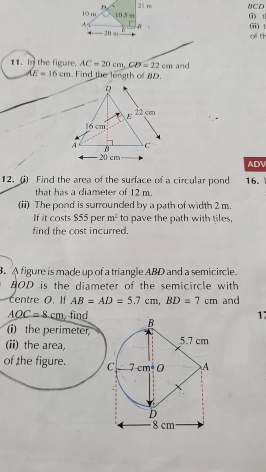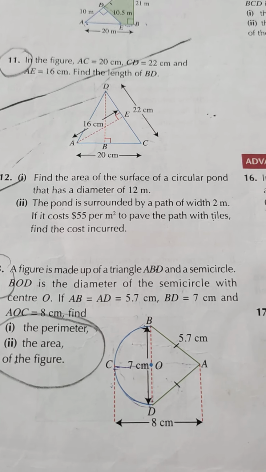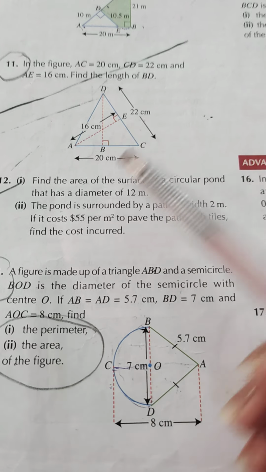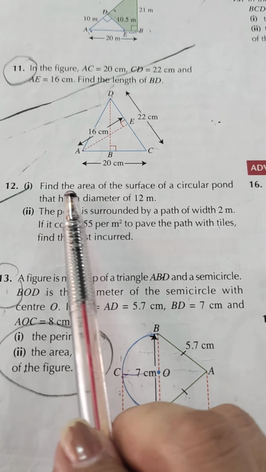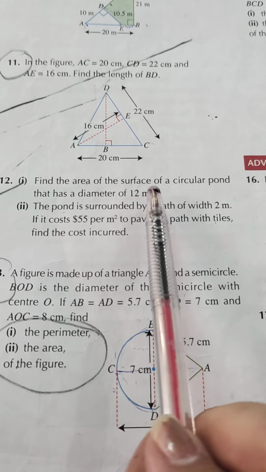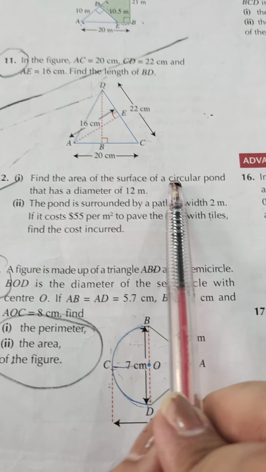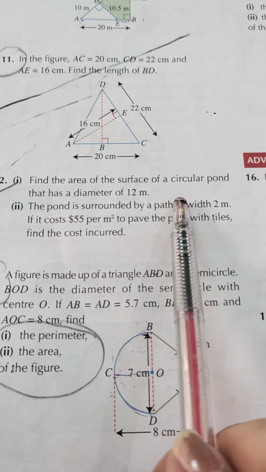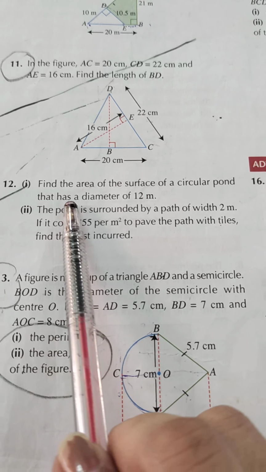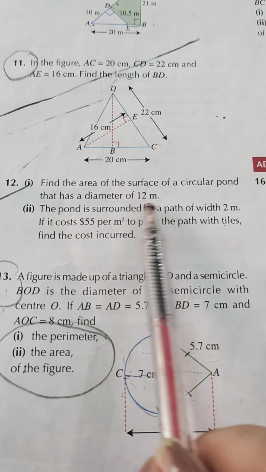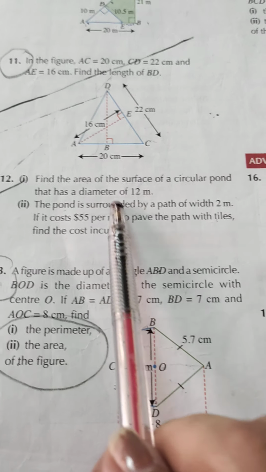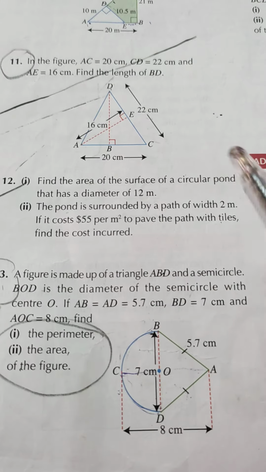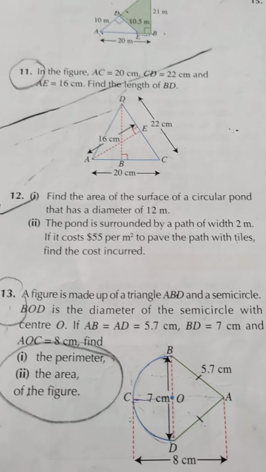First of all, before starting this question, I will convert my question into 3 parts. The first part is, we have to find the area of the surface of a circular pond. What does it mean? It means I need to find the area of a circle, and I have the diameter, which is 12 meter. It is given in the question. So let's start it.